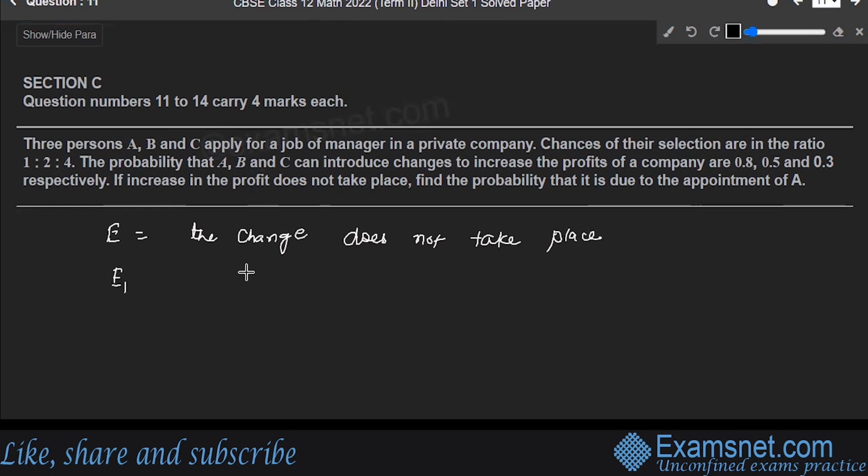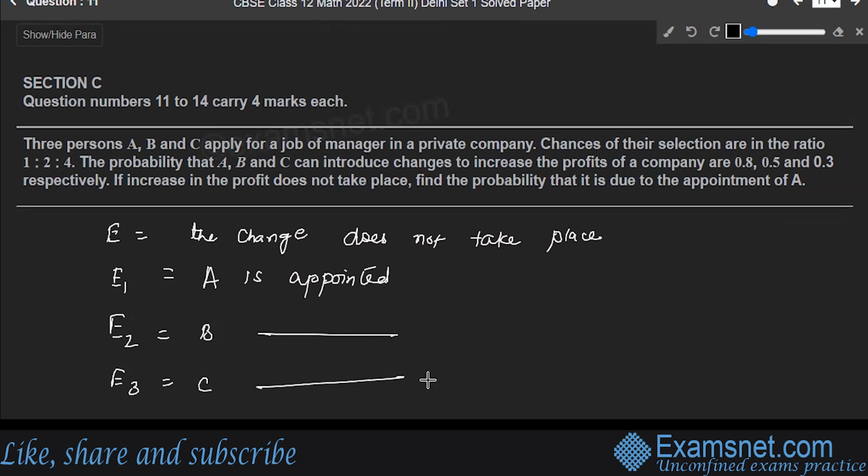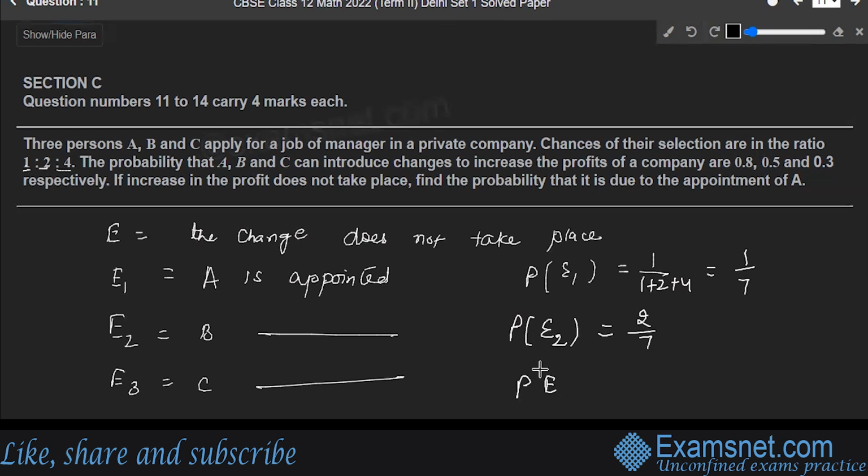Let E1 be the event when A is appointed, E2 when B is appointed, and E3 when C is appointed, correct? So clearly from here, the probability of E1 in this question is equal to 1 upon 1 plus 2 plus 4, so 1 upon 7. The probability of event E2 to happen is 2 upon 7, and the probability of event E3 to happen is equal to 4 upon 7.